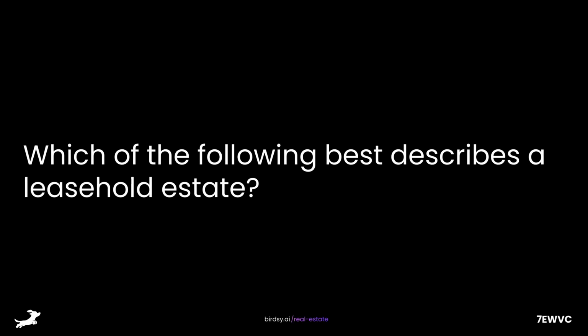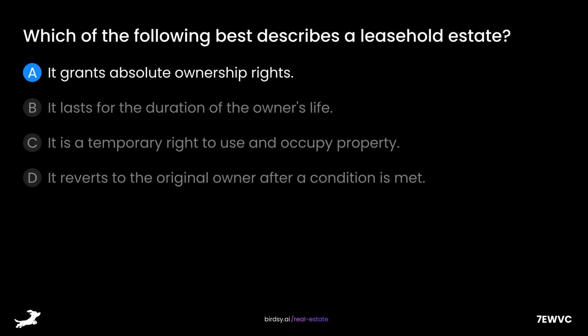Which of the following best describes a leasehold estate? Is it A, it grants absolute ownership rights? B, it lasts for the duration of the owner's life? C, it is a temporary right to use and occupy property? Or D, it reverts to the original owner after a condition is met?